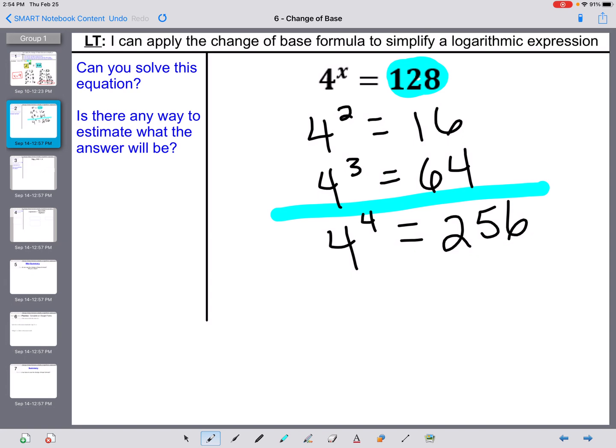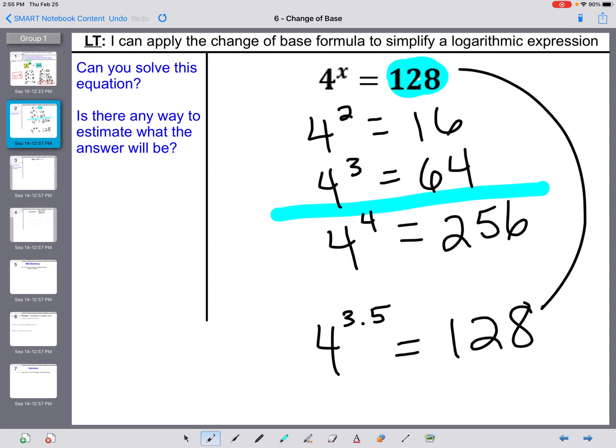So what that means is our exponent that we're looking for is not a whole number. It's going to be some number between 3 and 4. So we can just start guessing numbers between 3 and 4, but if you think in terms of decimals, there are a lot of numbers that it could be. So I'm going to just pick what's halfway between 3 and 4, and I'm going to find 4 to the power of 3.5 and see what that comes to. And in my calculator, it comes out to 128, which is what we were looking for. So that means the value of the exponent here was 3.5.